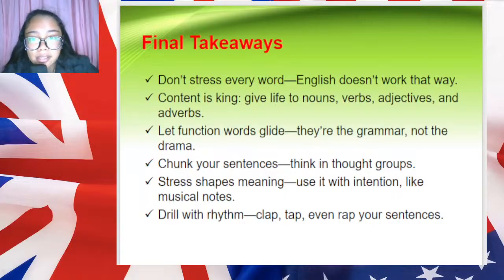Even rapping your sentences. Yes, seriously, this might sound a bit unconventional, but it's remarkably effective. Hip hop and rap often rely on strong, clear rhythmic beats that align beautifully with the natural stress patterns of English. By rapping sentences, you are forced to emphasize the strong beats, which naturally correspond to the stressed words. So this playful approach removes the pressure and allows you to experiment with the rhythm.